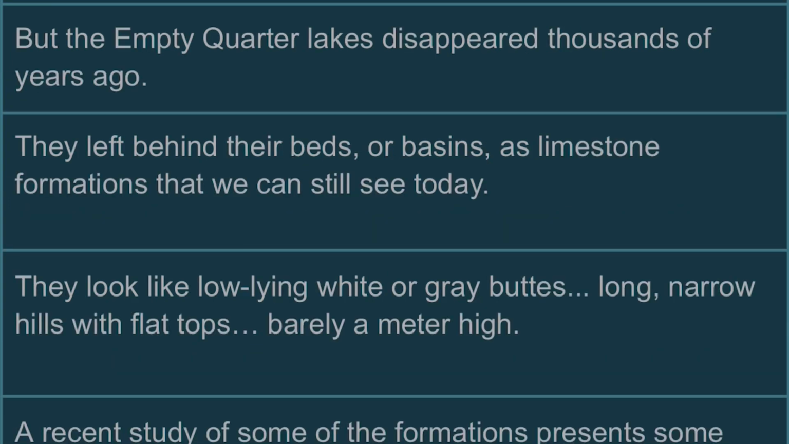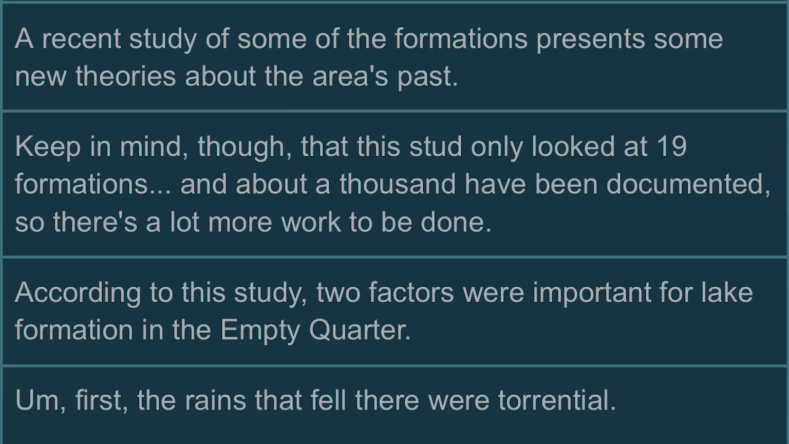But the empty quarter lakes disappeared thousands of years ago. They left behind their beds or basins as limestone formations that we can still see today. They look like low-lying white or gray buttes, long, narrow hills with flat tops, barely a meter high. A recent study of some of the formations presents some new theories about the area's past. Keep in mind, though, that this study only looked at 19 formations, and about 1,000 have been documented, so there's a lot more work to be done.